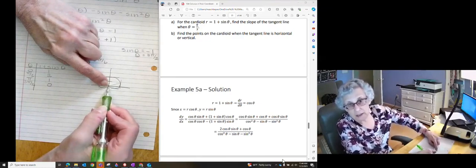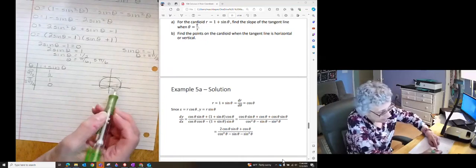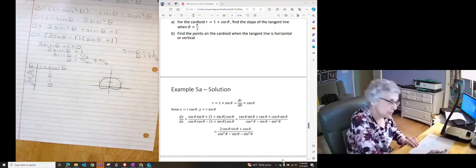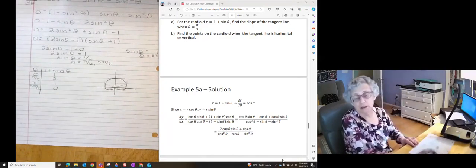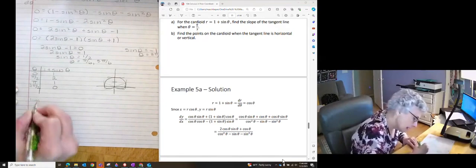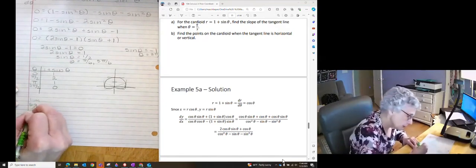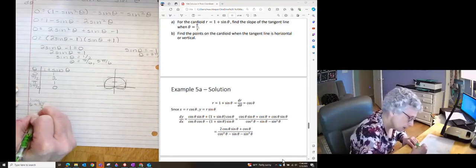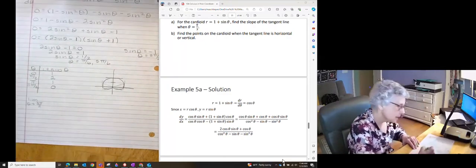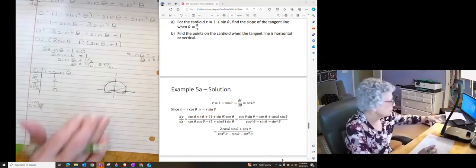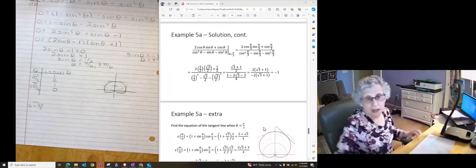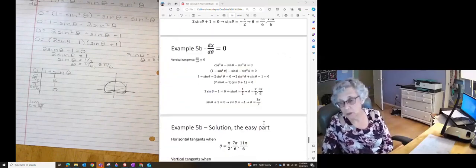And I can see that here at the pole, when theta is equal to 3 pi halves, I have a vertical tangent. The vertical overwhelms the horizontal. Now, the way you would prove that would be to look at the limit as theta approaches 3 pi halves of the entire derivative, which we have written up here, and I'm just going to show you where we did that.